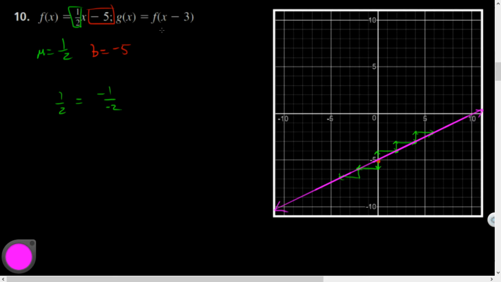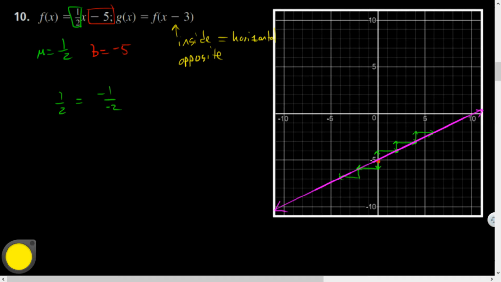Well, let's see. This one says g of x equals f of x minus 3, and guys, this is a big idea. This is tricky. Because the minus 3 is on the inside, inside the parentheses, that tells me it's going to be horizontal. And horizontal transformations are the opposite direction that you might have first suspected.